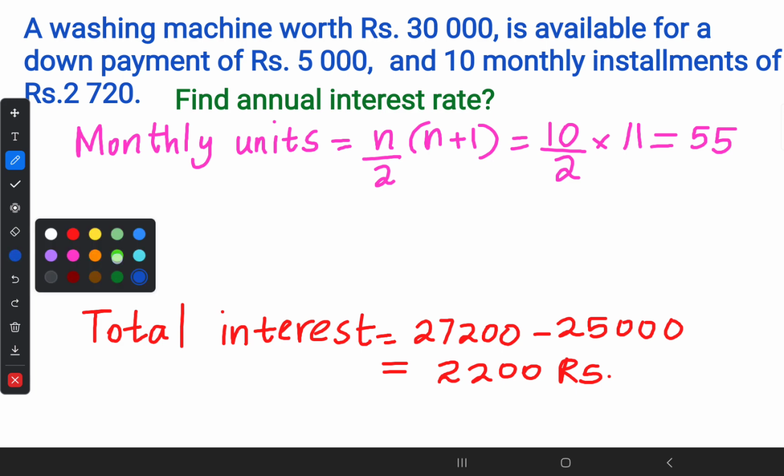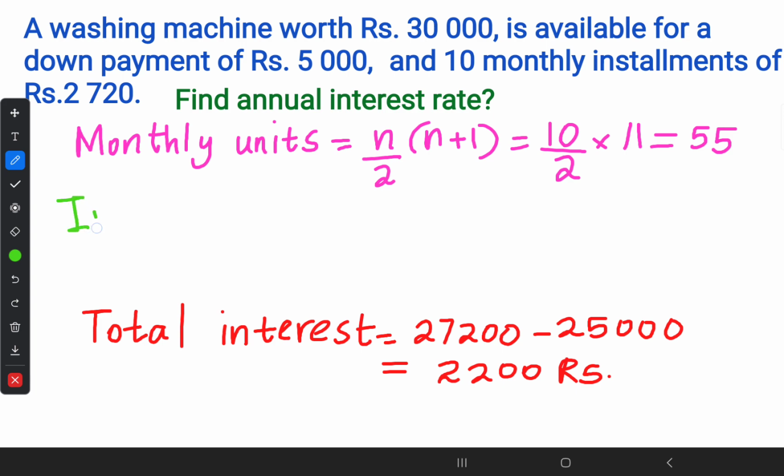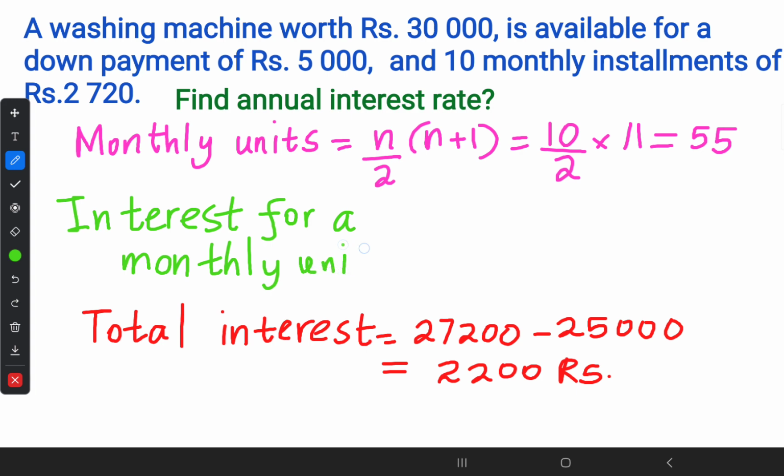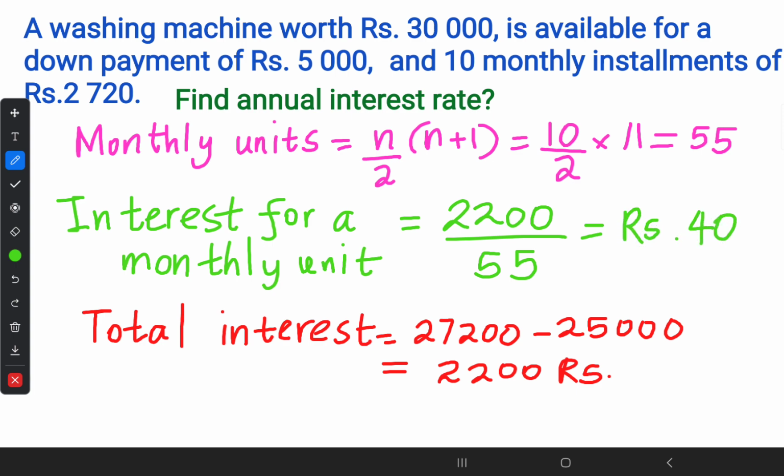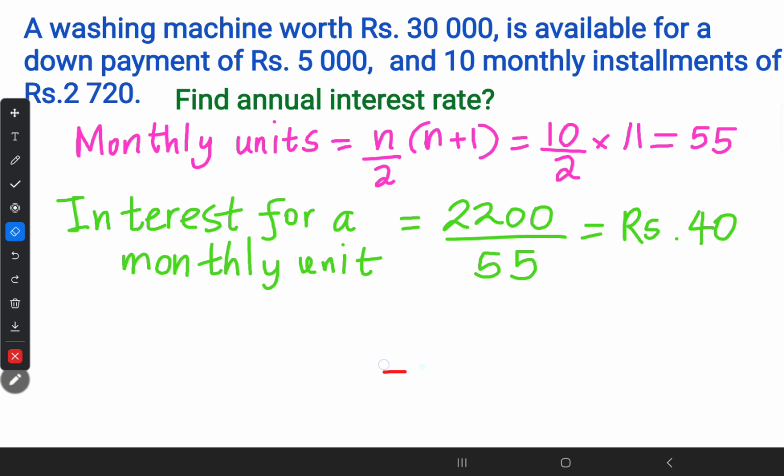Then we need to find the interest for one monthly unit. What is the amount of interest they are charging for one monthly unit? We will find that. How to find that? Total interest 2,200 should be settled within 55 monthly units. So when you divide this, you will get rupees 40. That is the interest for one monthly unit. Then we can find the answer directly. What is the question? Find the annual rate.